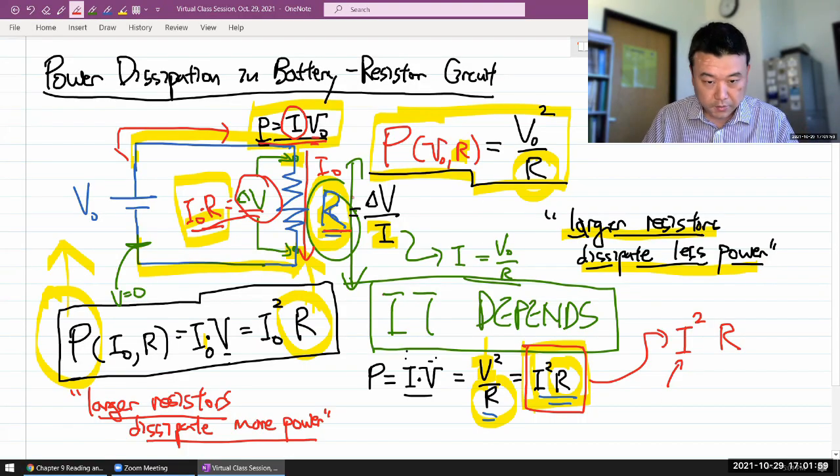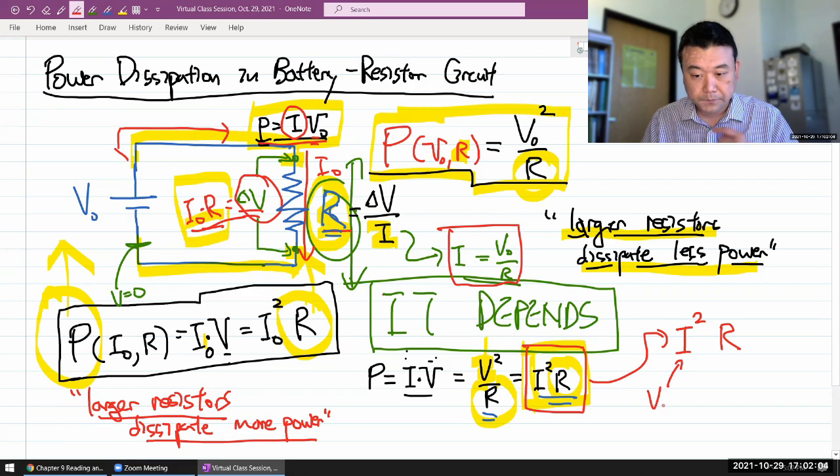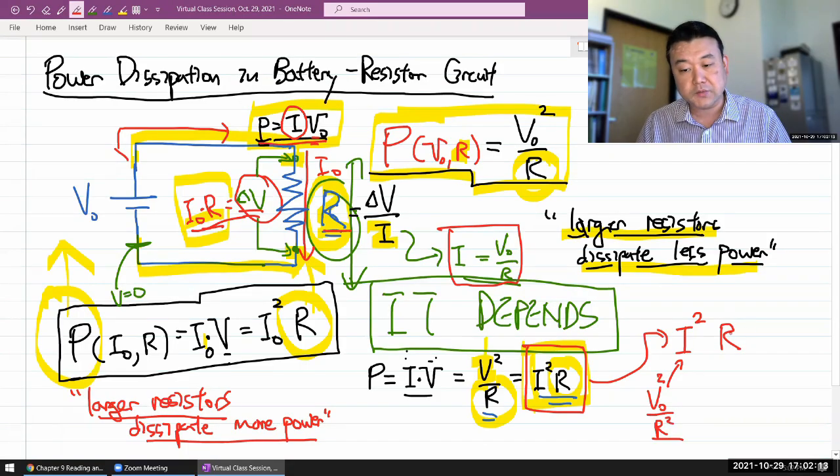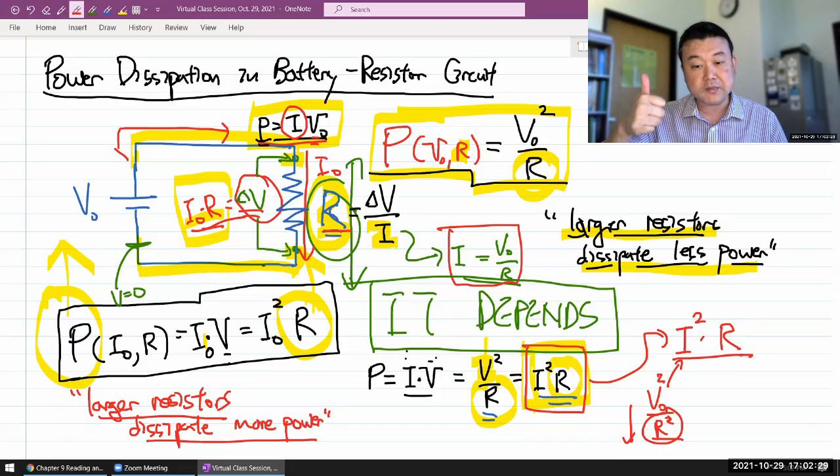So the current, looking at this, is going to be V naught over R. So the current squared will be voltage squared divided by R squared. So here you have the situation where as resistance increases, the current decreases so much due to this R squared factor in the denominator that the combined product overall decreases, because despite the increasing resistance, your current will decrease so much.